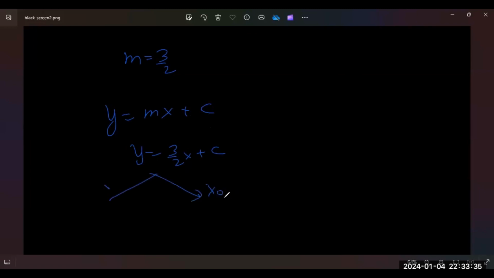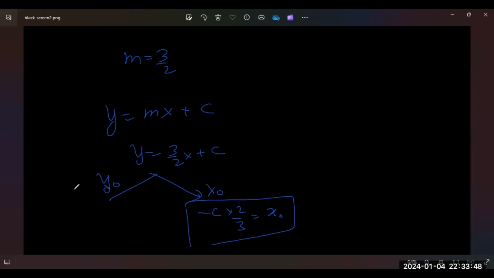For the fifth one, the slope of the line L that passes through A comma B is 3 by 2. The slope is given as 3 by 2. Let's start with the general form of the equation, y is equal to mx plus c. So y is 3 by 2 x plus c. What is the first question? Quantity A is the x-intercept. How do you find the x-intercept? For finding the x-intercept, put y as 0. What do you get? Minus c into 2 by 3. So x is equal to minus 2 by 3 c.